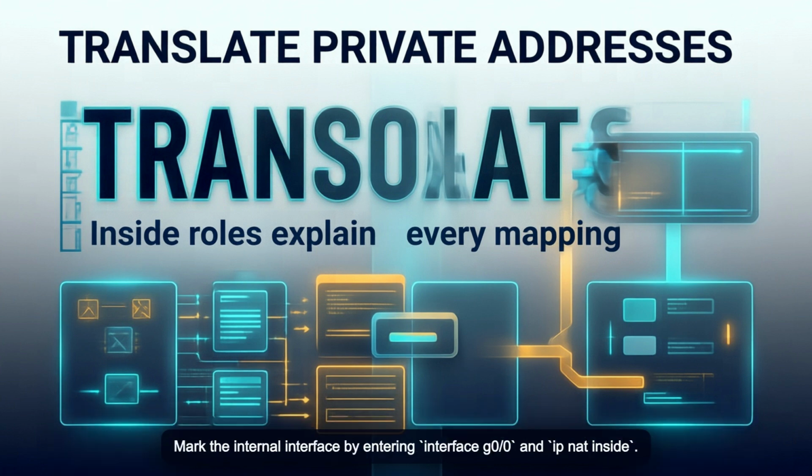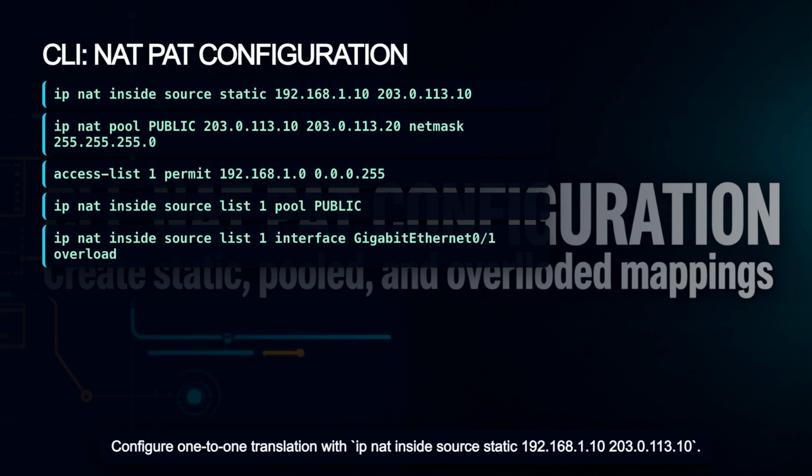Mark the internal interface by entering interface G0/0 and ip nat inside. Mark the external interface by entering interface G0/1 and ip nat outside. Configure one-to-one translation with ip nat inside source static 192.168.1.10 203.0.113.1. Verify active mappings with show ip nat translations and overall behavior with show ip nat statistics.